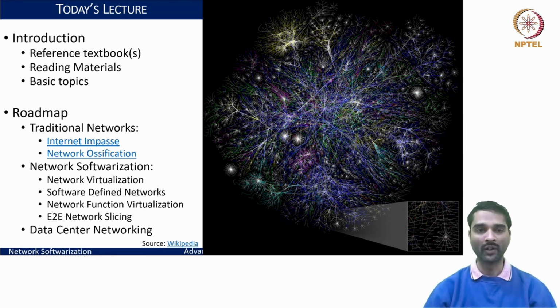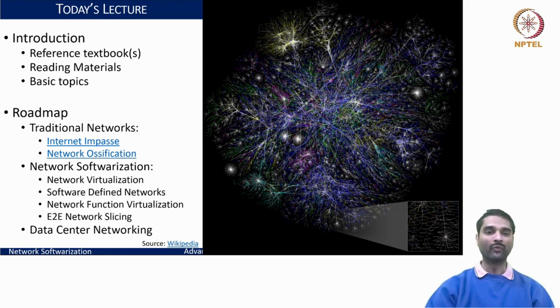So the roadmap of our learning looks somewhat like this. We begin with the traditional networks and try to understand what the networking community or the researchers termed the internet impasse and network ossification. Thereafter, we will look into the approaches taken to deossify and disentangle the internet impasse through the concept of softwareization. Then we will learn about the key aspects of softwareization, including network virtualization, software-defined networks, network function virtualization, and potentially end-to-end network slicing in the case of 5G.